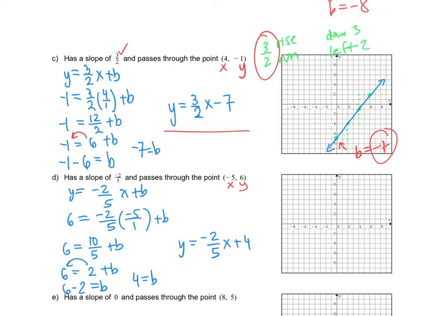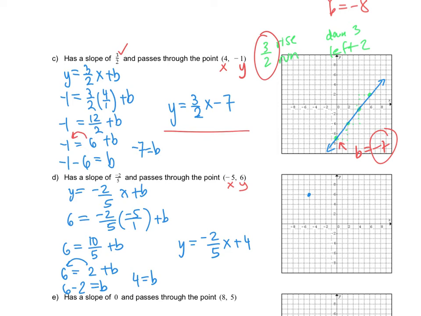So -5, 6 is right here. Now just one thing about the graphing way, if you plot your point incorrectly, if you do your slope incorrectly, this is all going to be off. So yes, it can be very quick to do, but it could be also very easy to mess up.